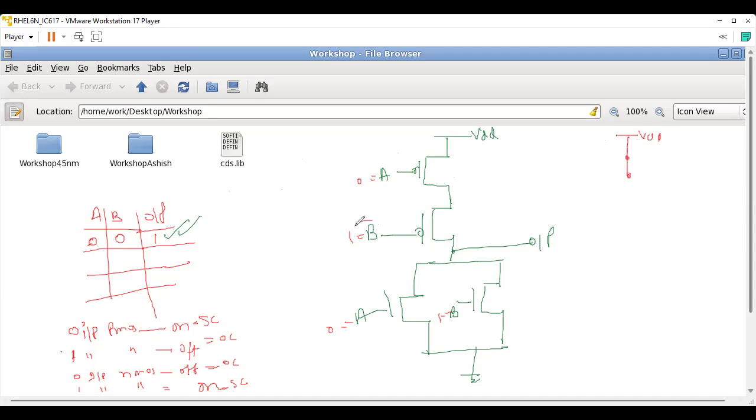The second PMOS, you have input 1, it will work as open circuit. So you will have this sort of a circuit. And then you have the output. Below output, you have this NMOS with 0. This will behave as open circuit. And this is 1. So this will work as short circuit.